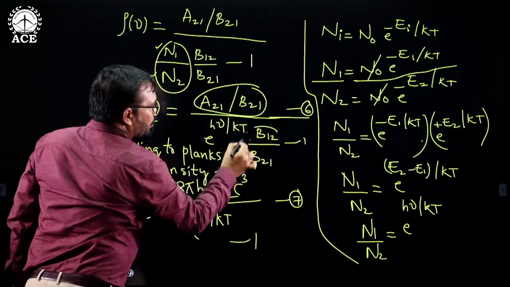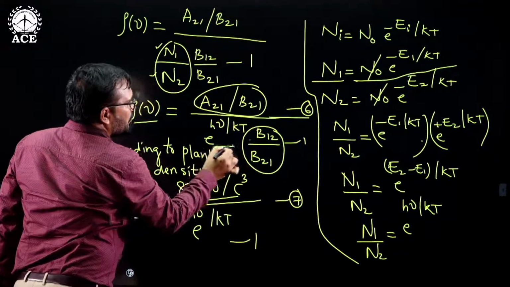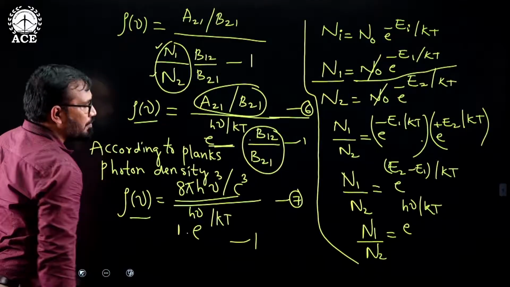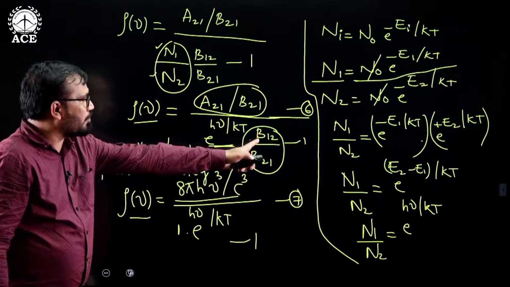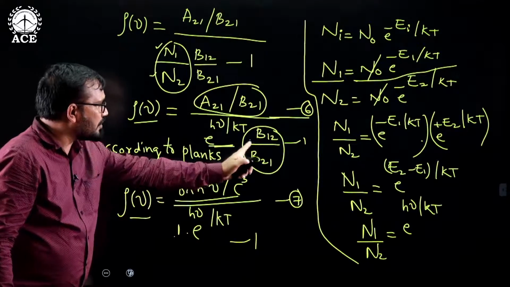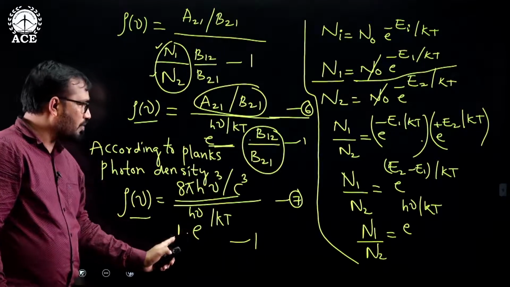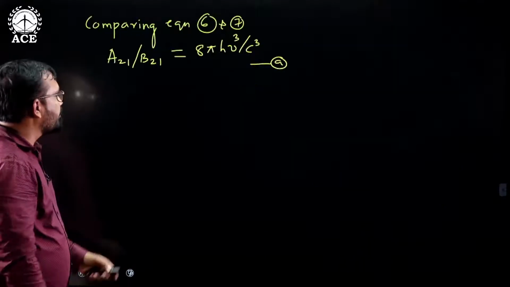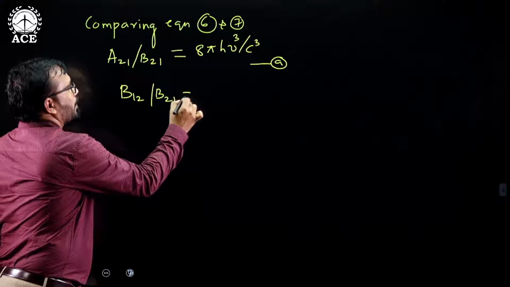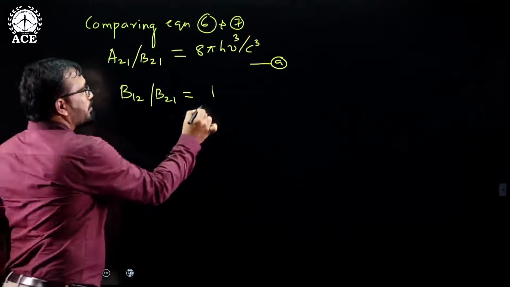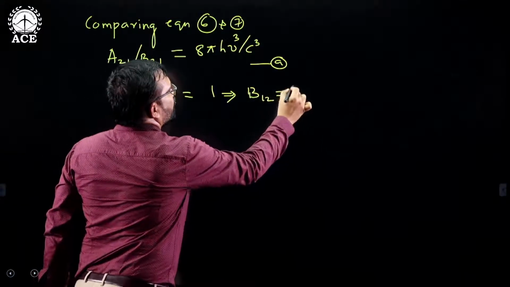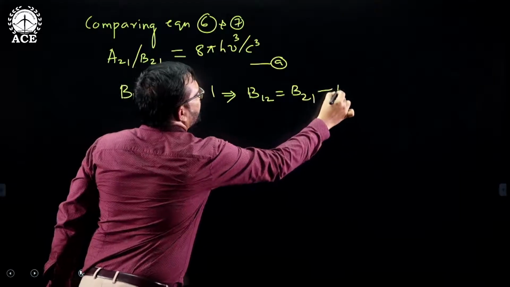Next, I am comparing one more thing. See here, what is the multiple of B12 by B21 with the exponential? One. Similarly, the exponential multiple here is 1, nothing is there, means 1. So this term B12 by B21 is nothing but 1, because this term and this term are the same. What is the multiple of this one? B12 by B21. What about this one? 1. So B12 by B21 is equal to 1. So from this, what can I write here? B12 is equal to B21. Let it be equation B.